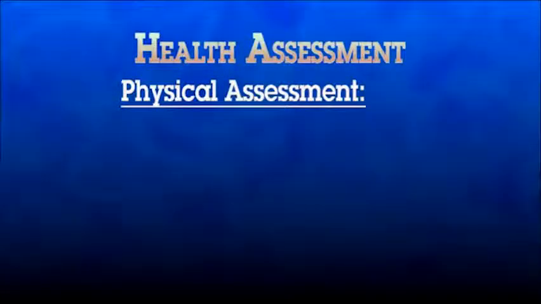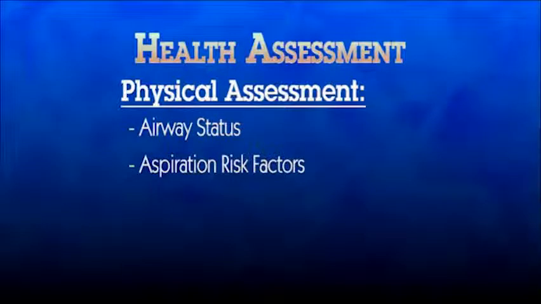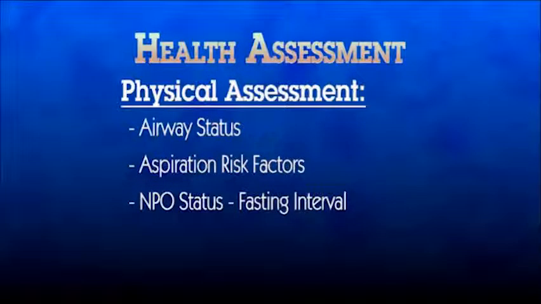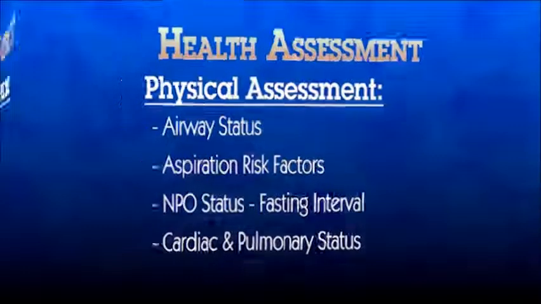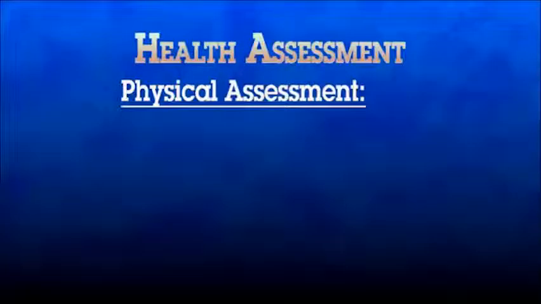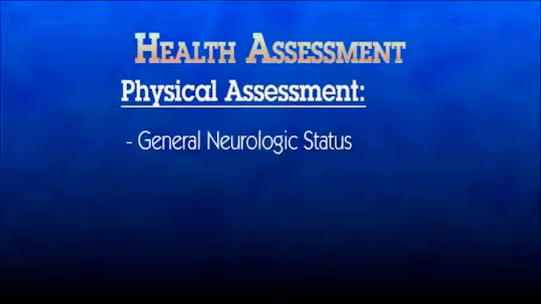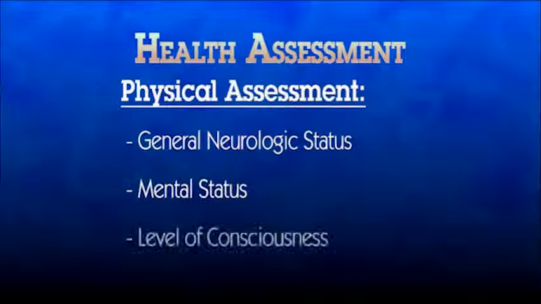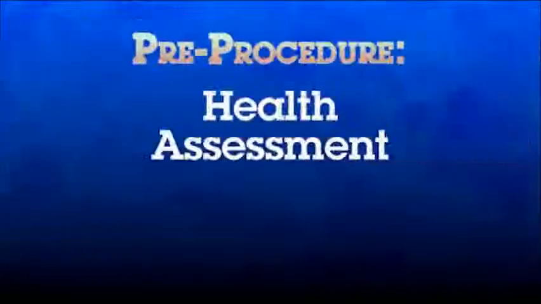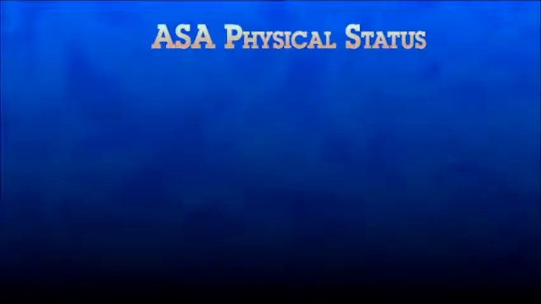These areas are the airway status of the patient, aspiration risk factors, the appropriate fasting interval for the elective case, at least 6 hours, and the patient's cardiac and pulmonary status. Three other things need to be assessed as well, including the patient's general neurologic status, mental status, and level of consciousness. The patient assessment process culminates in assigning an ASA physical status on a scale of 1 to 5.